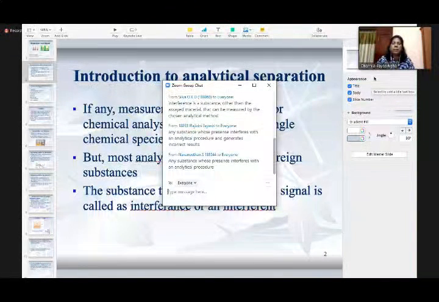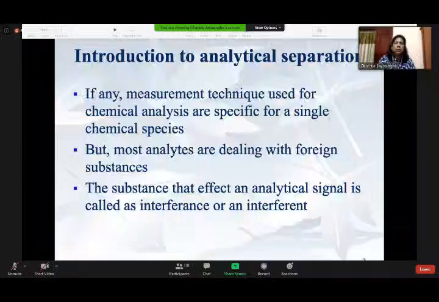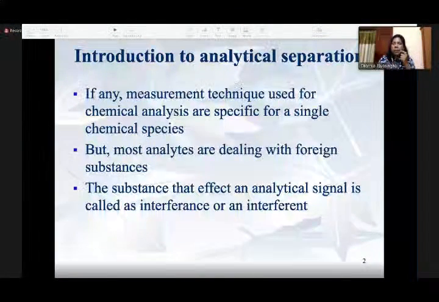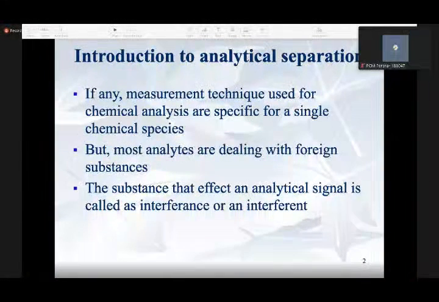What is interference or an interferent? Thank you to all the guys who gave the answer. Let's move on to the next topic. Navanithan, Vijay Singha, Rajivani, Kosala, and many others mentioned the answers.